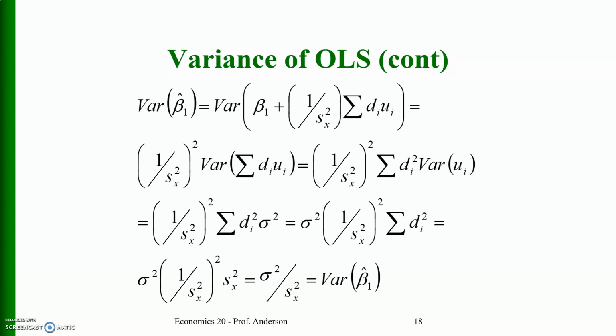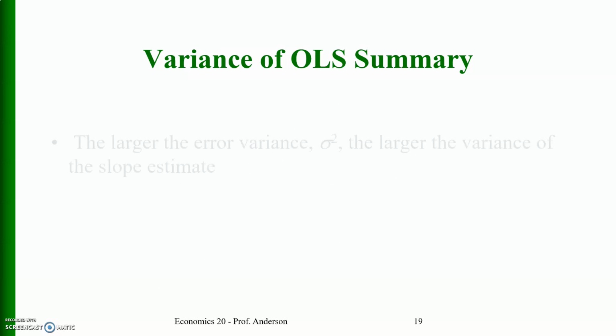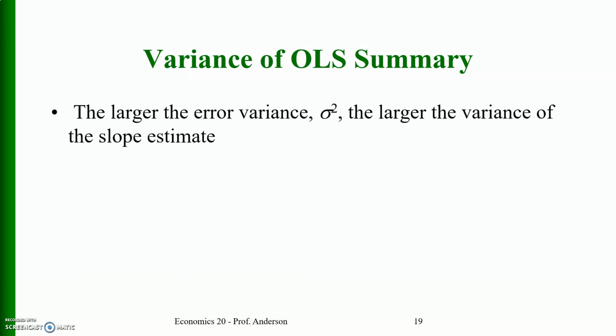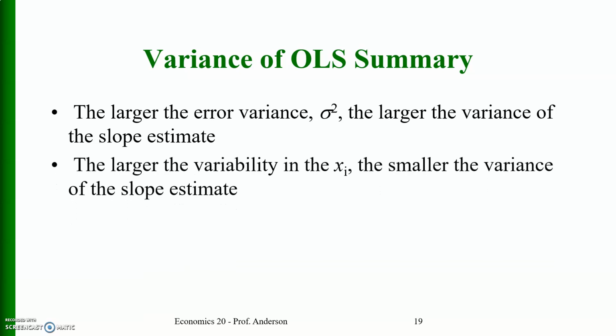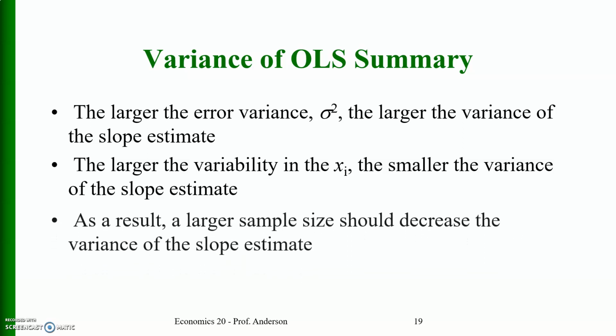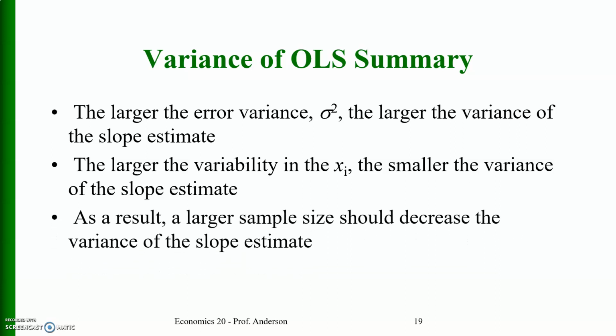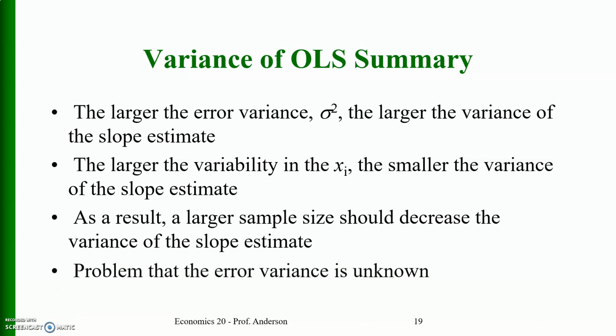This is variance of OLS continued. If you follow this, the variance of beta 1 hat is equal to sigma square divided by the sum of squared deviations of x. The larger the error variance, that is sigma square, the larger the variance of the slope estimator. The larger the variability in x, the smaller the variance of the slope estimate. As a result, a larger sample should decrease the variance of the slope estimate.